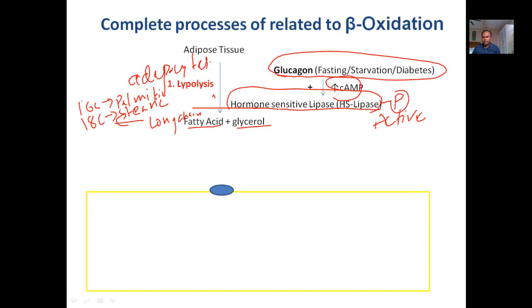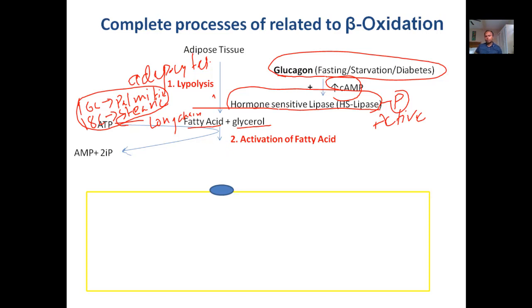This palmitic acid and stearic acid, long chain fatty acids, will have to enter into mitochondria. After this lipolysis, these fatty acids and glycerol will enter blood, and through blood they will enter the mitochondria of the hepatocytes. Now let's see. When they enter the mitochondria of hepatocytes, all these fatty acids will be converted into fatty acyl coenzyme A.